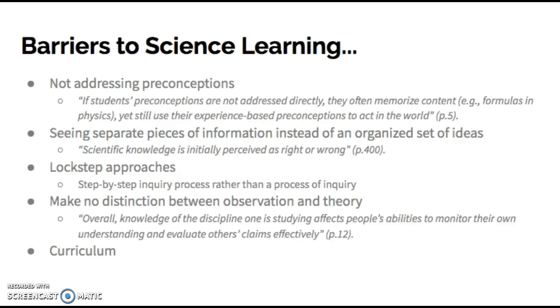Lockstep approaches, which is a step-by-step inquiry process rather than a process of inquiry. And they struggle to make a distinction between observation and theory. The quote on page 12: overall, the knowledge of the discipline one is studying affects the pupil's abilities to monitor their own understanding and evaluate others' claims effectively. Meaning, if they can't make the distinction between observation and theory, their claims are mere opinions, or could be mere opinions. And another barrier to learning is curriculum.